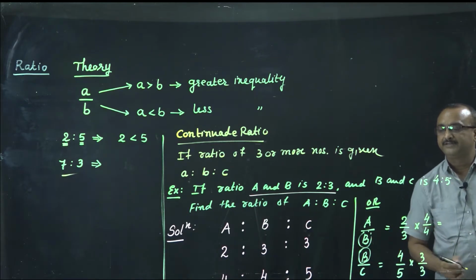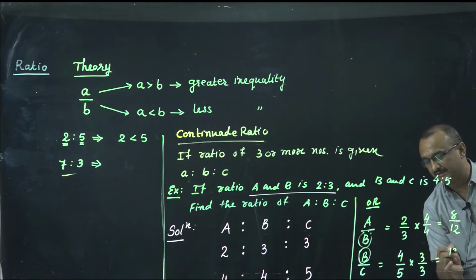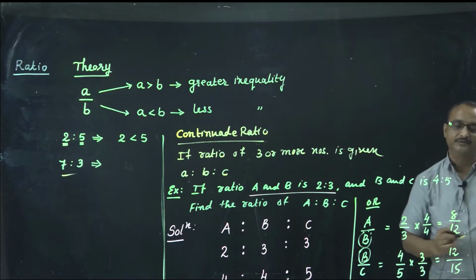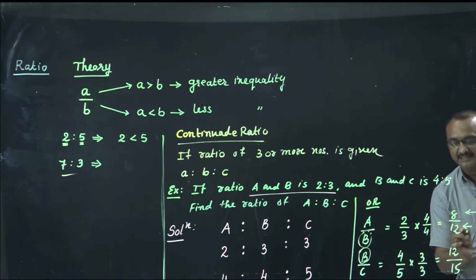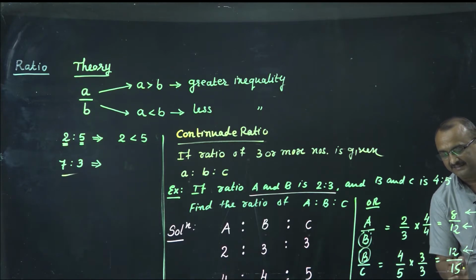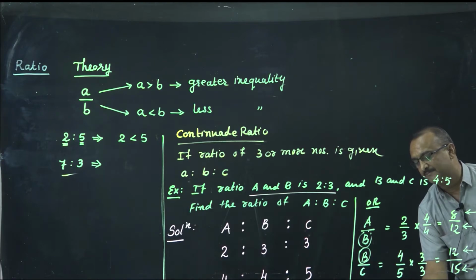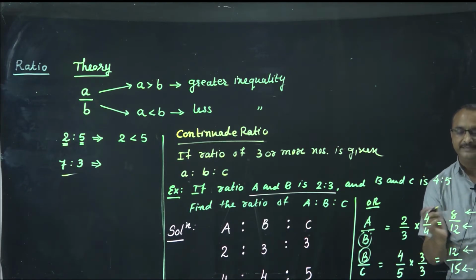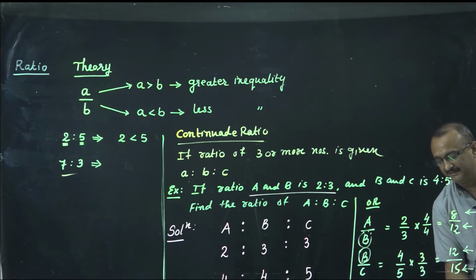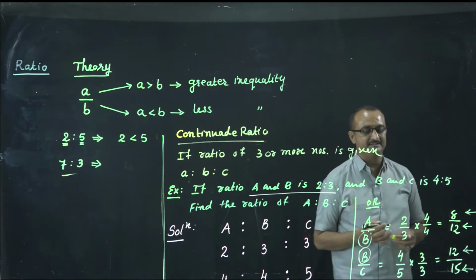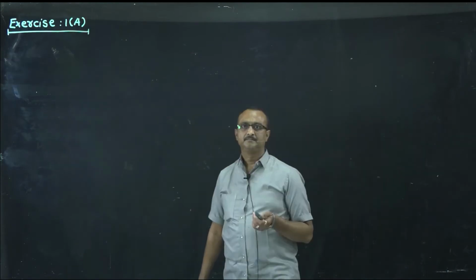Okay. Now calculate this. 8 by 12 and this is 12 by 15. See, this is A, this is B, this is again B and C. Now what is the ratio of A is to B is to C? It is equal to A 8, B 12 and C 15. Both the methods are very easy. You can use any one.